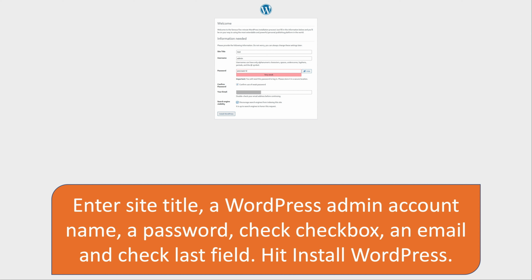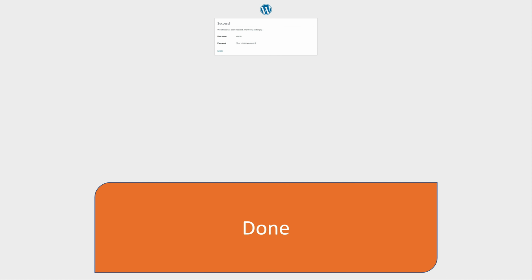Enter a site title here. Here we'll put test, a WordPress admin account name, and a password for that. Check the checkbox and put an email address and check the last field. Then hit Install WordPress. Okay, we're done here.